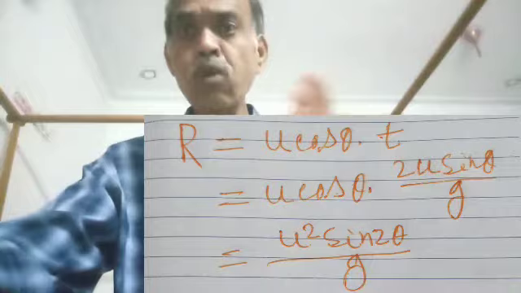Now, come to our problem, where the stone was thrown from a height. Say, the height of the tower was capital H. From the top of the tower, the stone was thrown with an initial velocity of u, which makes an angle of theta with the horizontal, and then the particle ultimately reaches the ground.